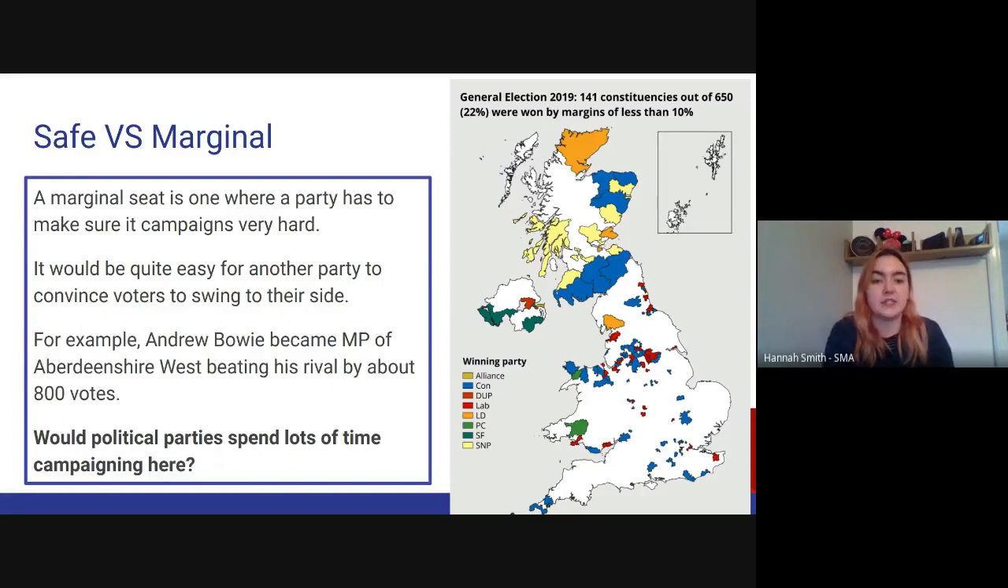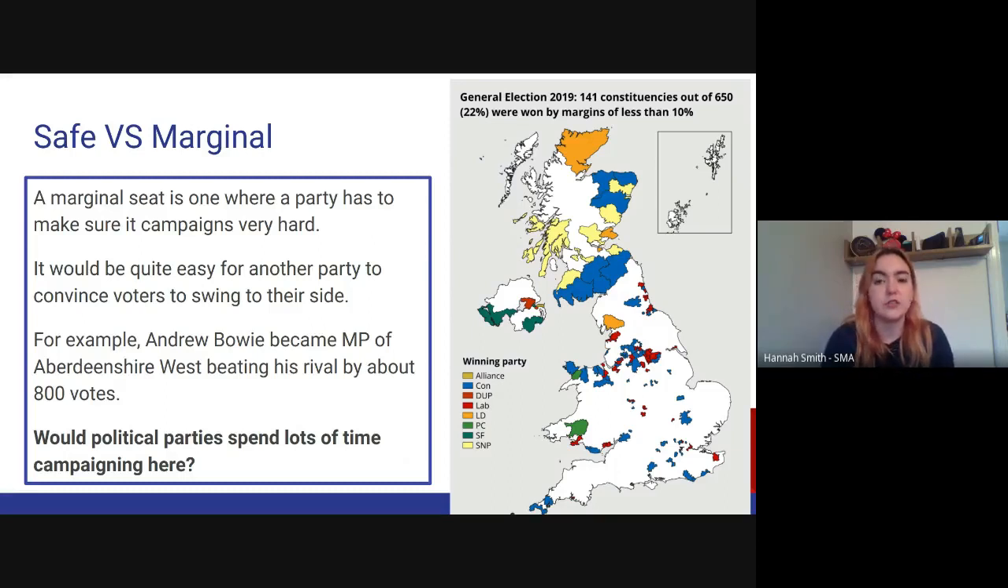On the other hand, a marginal seat, and this is what you see on the map to your right, is one where a political party literally is begging for every single vote. They can't get complacent. They can't take a day off because they know it would be really easy for another political party to swoop in and convince some of their constituency to vote for someone different.